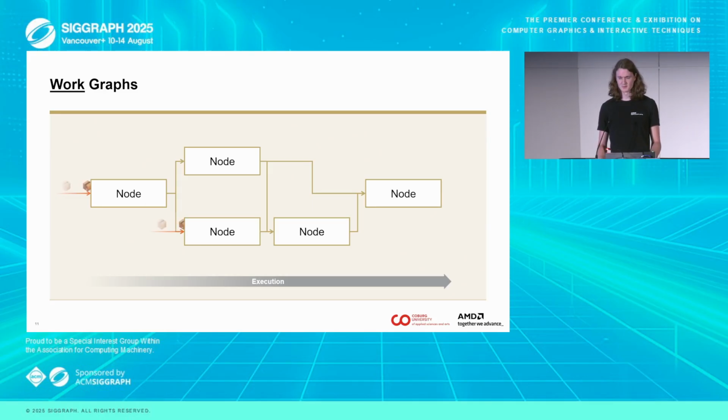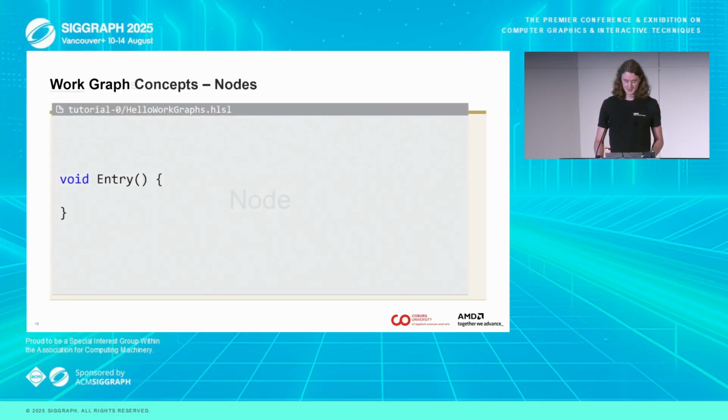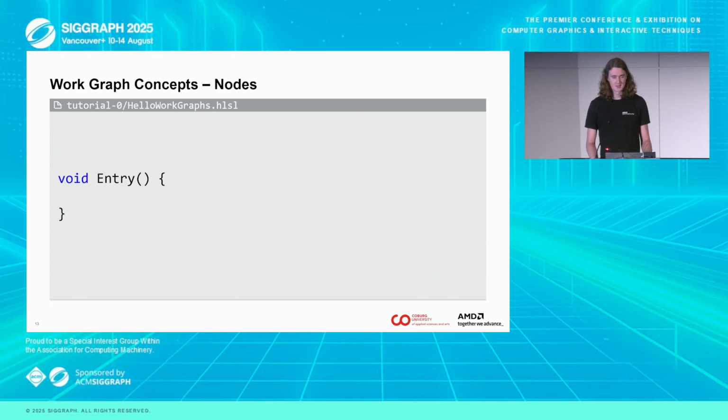So now that we know the concepts of nodes, let's see how we can author these nodes. I said before that nodes are basically just regular compute kernels. If you want to follow along, Kiran already showed you where you can download the work graph playground. You can open tutorial 0 hello work graph HLSL, and in there we'll find our first node. In this case, it's called the entry node.